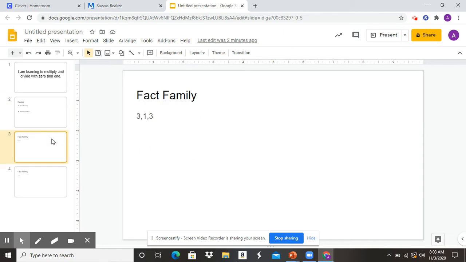So I'm going to do some fact families here with you. The numbers that I have to use in my fact families are 3, 1, and 3, okay? My first fact, I'm going to do the two multiplication facts. So my first fact is going to be 3 times 1, which is just going to be 3, okay? So 3 times 1 is 3. So your product is your whole, all right?